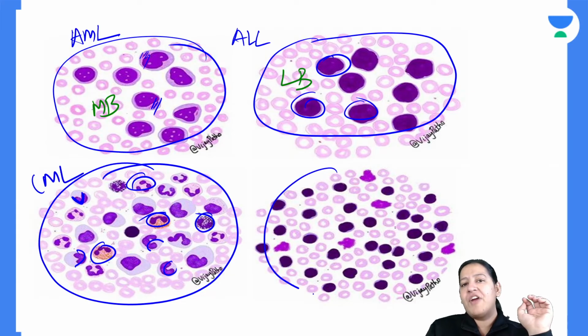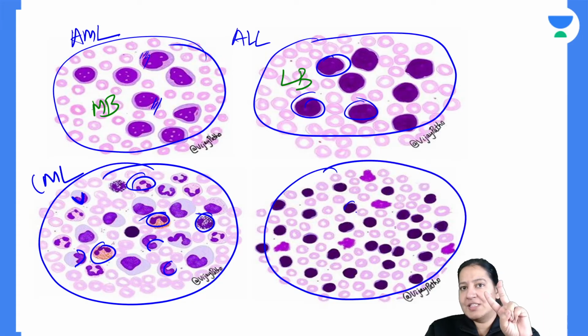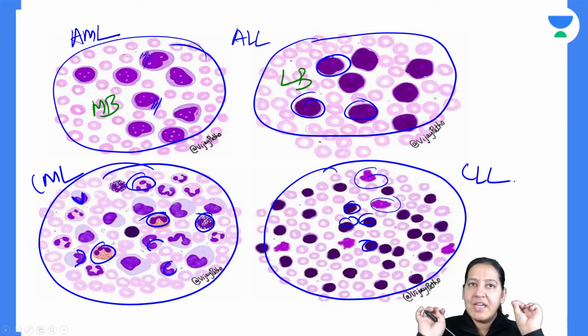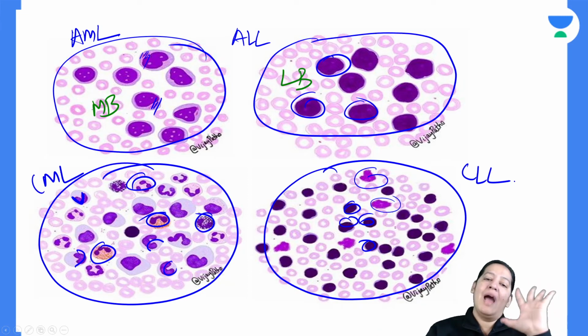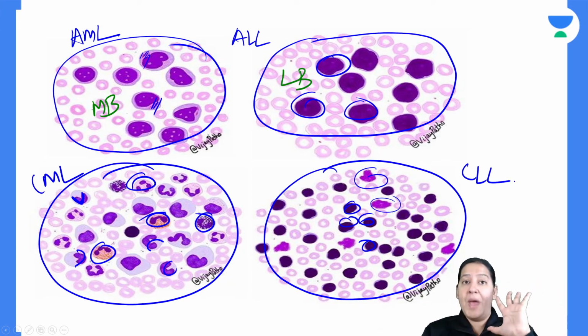And see the fourth diagram. I can see two things. Number one, mature lymphocytes. And number two, I can find the smudge or basket cells. So it is CLL. I cannot simplify more than this. I want everyone to appreciate it.